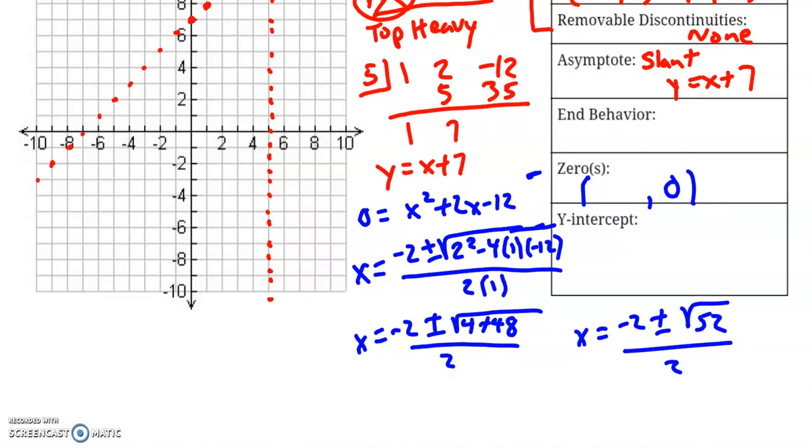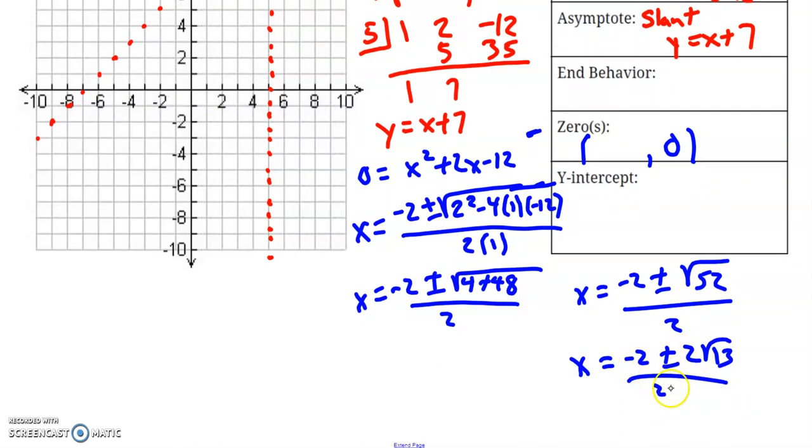And let's see if we can reduce that. Well, I know 4 goes into that. Right, 4 times, what's that going to be? 1 times 13. So that'll be -2 plus or minus 2 root 13 over 2. And we can just keep simplifying, cancel the 2 out of both of those. Remember, the 2 is underneath both the -2 and the 2 root 13. So that'd be x equals -1 plus or minus root 13.